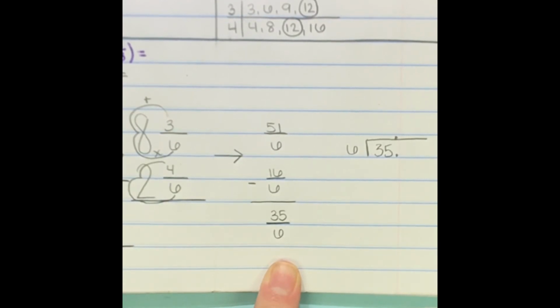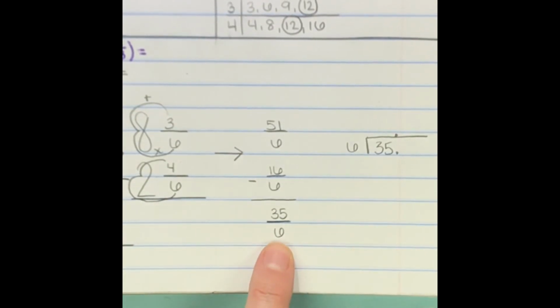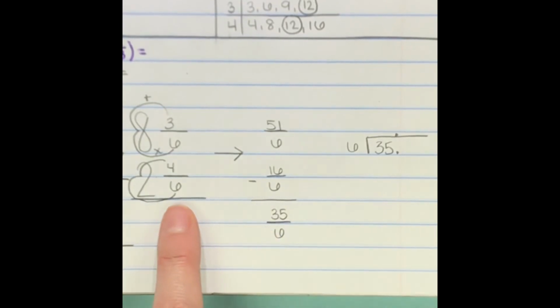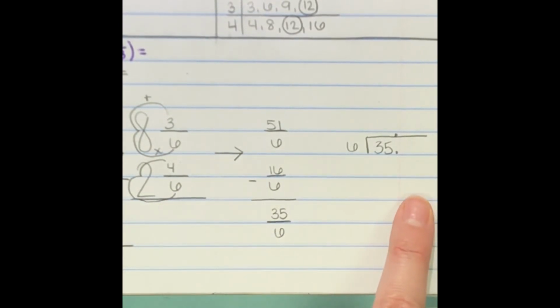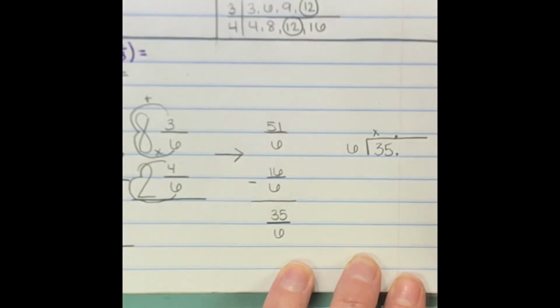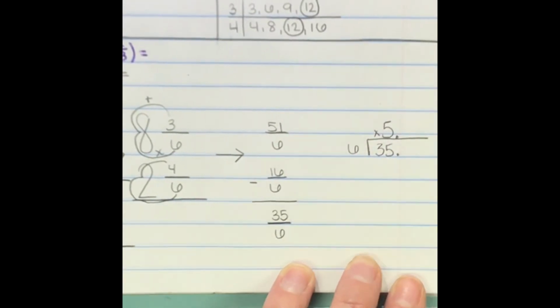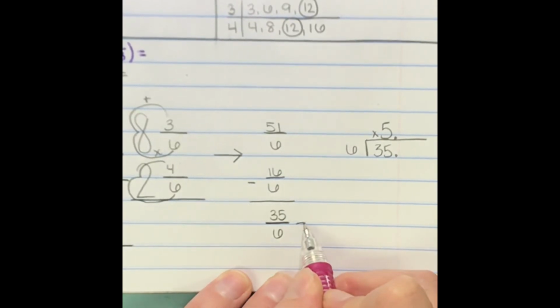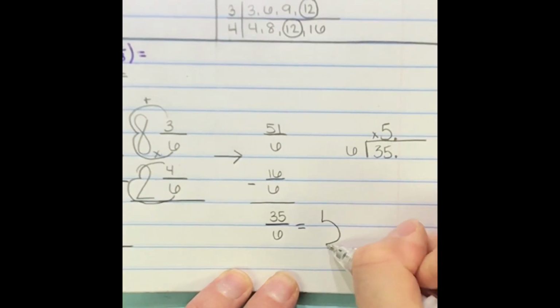When you are dividing, because you are trying to turn an improper fraction into a mixed number, you do not add zeros and create a decimal. You're going to use that remainder to make a fraction. 6 cannot go into 3, but it can go into 35 5 times. That is your new whole number. So right here, my new whole number is 5.